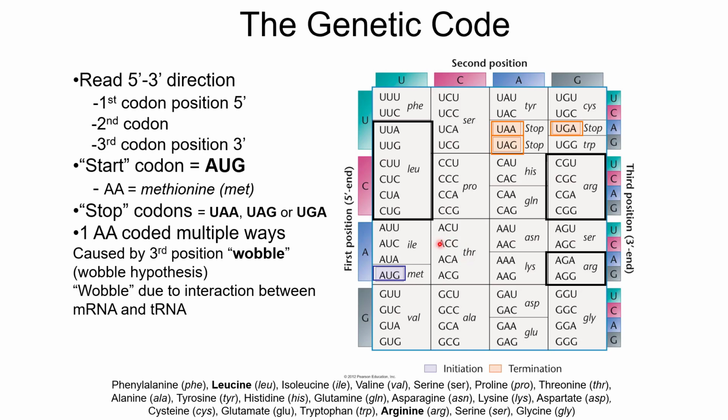That third position in the codon, the reason why we can get away with that is something called the wobble hypothesis, and it's due to the interaction between the mRNA and the tRNA. So on the tRNA, in that third position, it has an inosine, which means an inosine can interact with a lot of different bases. And this will make a lot more sense in our next lecture as I talk about translation. So I'll come back and talk more about the wobble hypothesis then.